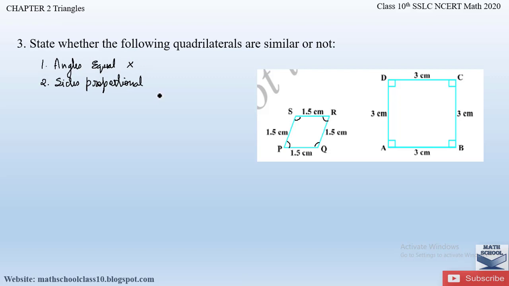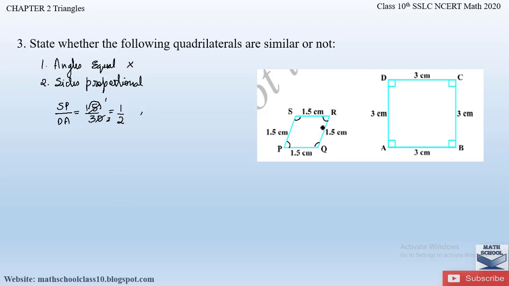So our first conclusion is the angles are not equal. Let us check the second condition: the sides must be proportional. So the side of the first quadrilateral by the side of the second quadrilateral, that is SP by DA, is 1.5 and DA is 3. Transferring this decimal point to the right hand side, we can add a 0 in the denominator. So we will get 15 by 30. 15 1 times, 15 2 times. The ratio we got here is 1/2.